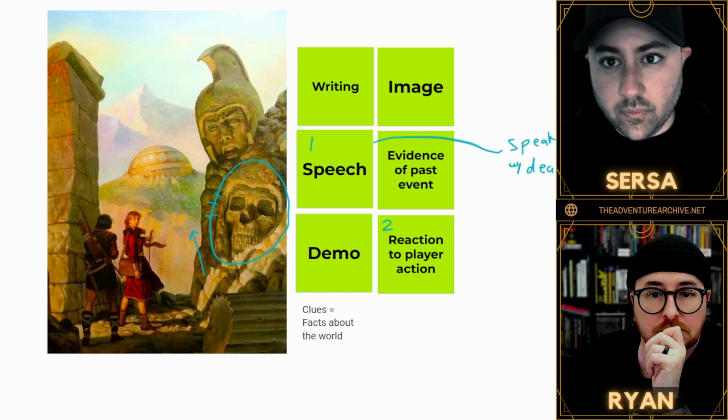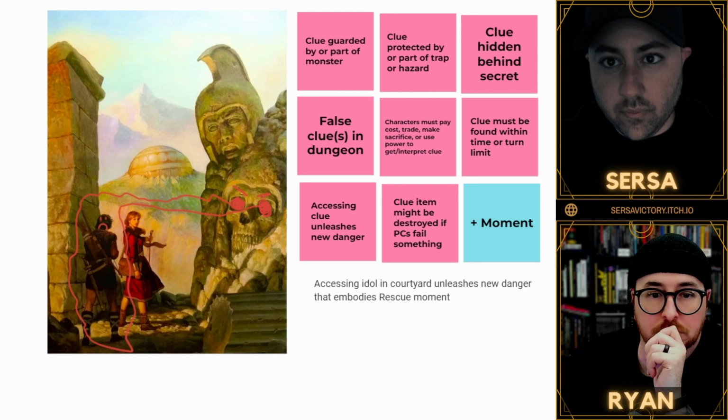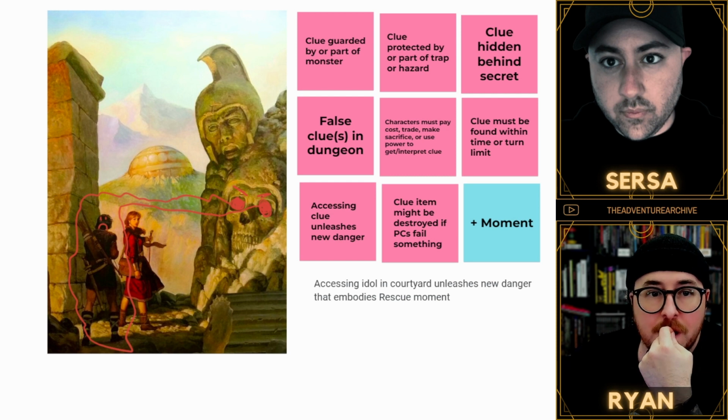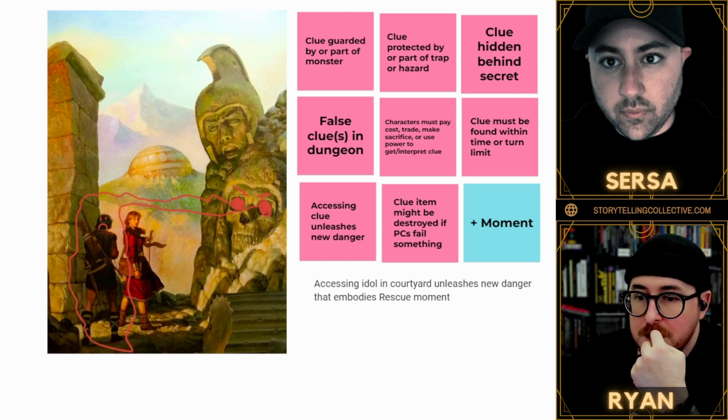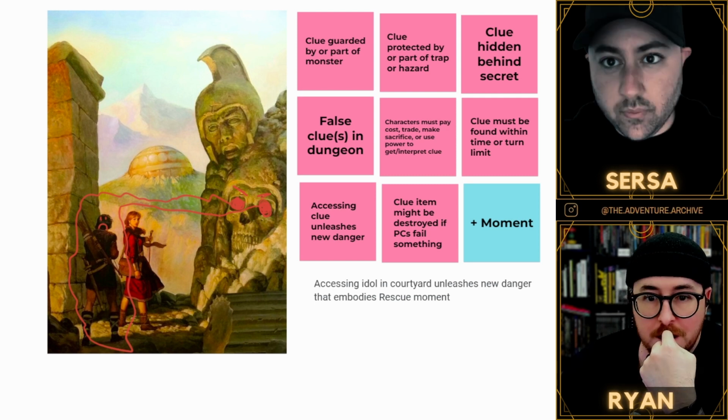So if you want to jump ahead to the next slide, 15. You should see our eight sticky notes, each with a different complication for this clue. And again, if you want to get a deeper look at these, we talked about it in the previous episode. Go ahead and roll for me a d8 to determine what complication we're going to introduce here.